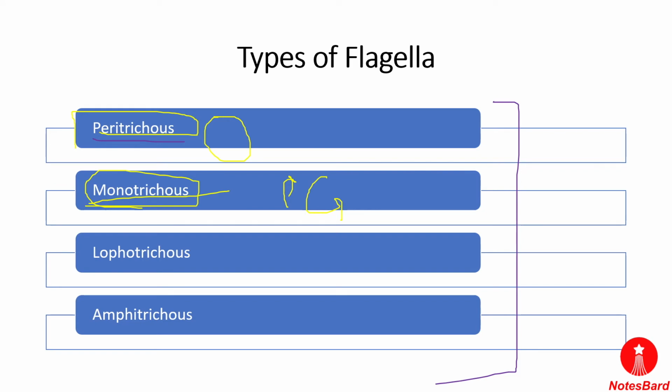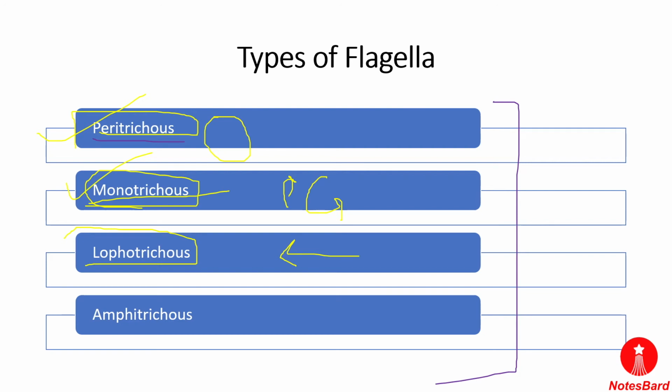And the clockwise movement moves the organism forward, while the anti-clockwise moves it towards the backward. So this is the two. Then the lophotrichous, that is, there are several flagella at one end of the organism or the other, and these are known as polar flagella, and they can rotate clockwise as well as anti-clockwise. The clockwise movement moves the organism forward, while the anti-clockwise moves it towards the backward.